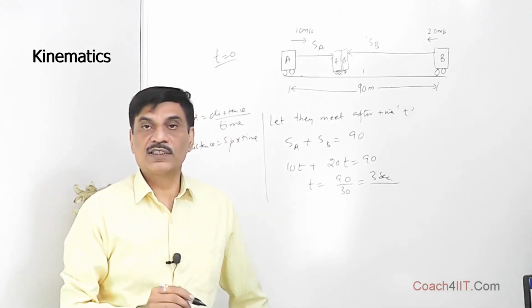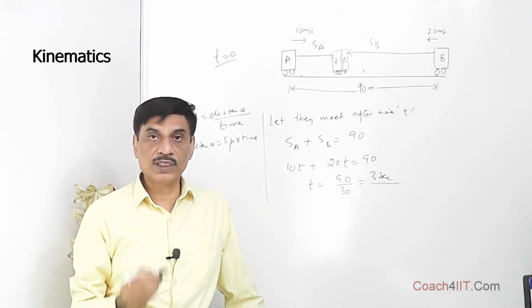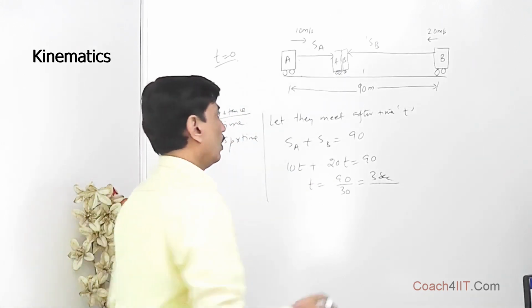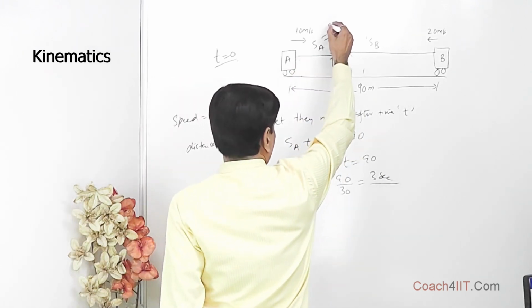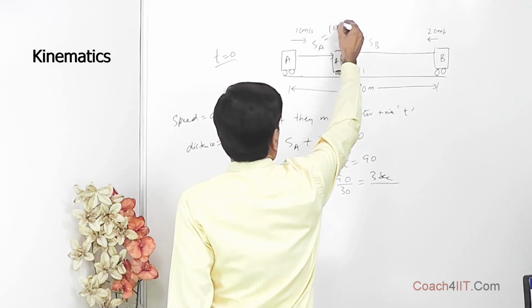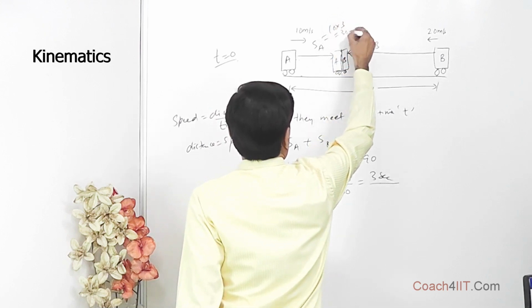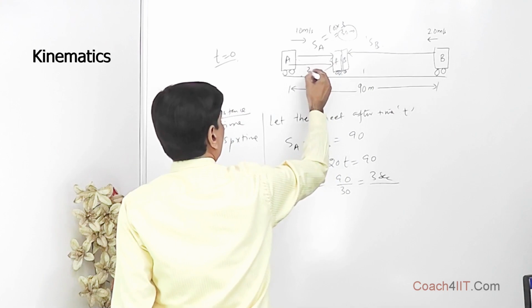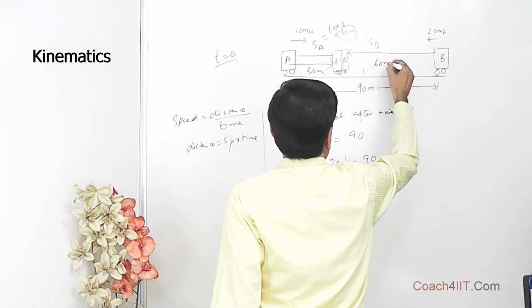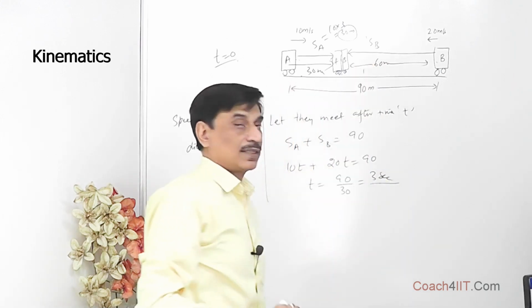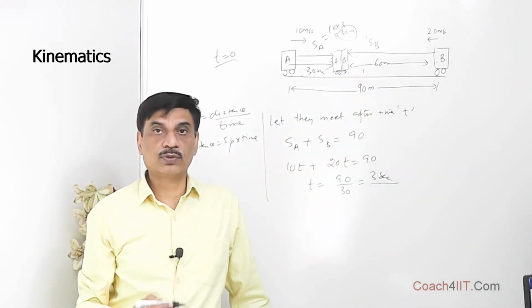So these bodies will be meeting each other at t equal to 3 seconds. In 3 seconds, obviously, this would have traveled distance equal to speed into time, that is 10 into 3, that is 30 meters. And this would have traveled 20 into 3, that is 60 meters. So we have found both the things, that is when and where they are going to meet.